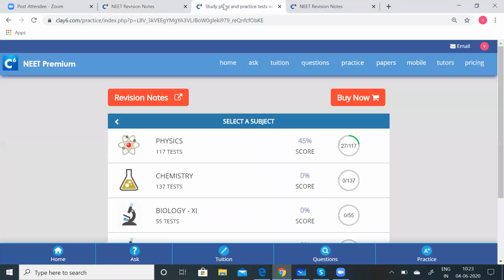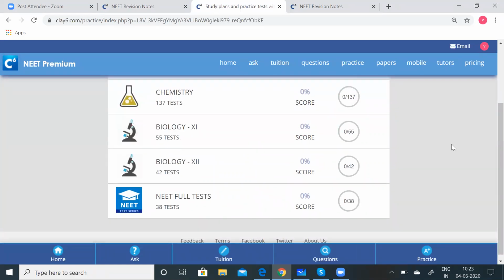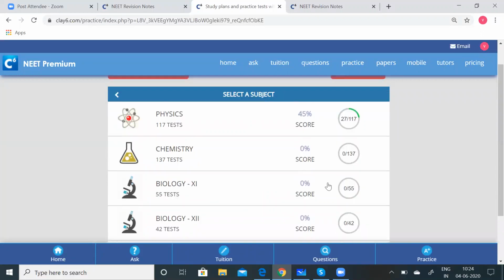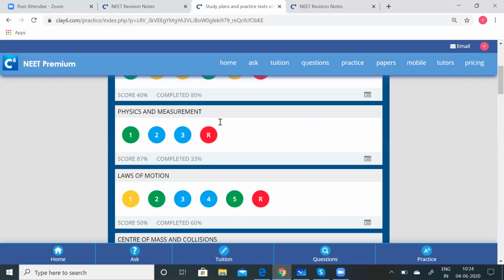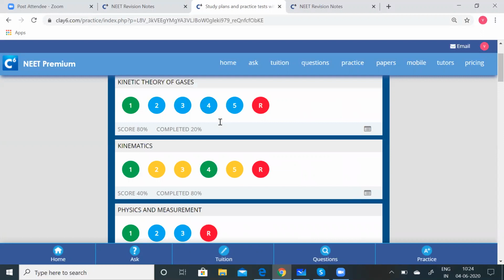Now let us quickly go to the test. Having learned the concepts and the formulae, let us see how to access the tests. We have the tests for physics, chemistry, and biology. Once you are thorough with all the concepts, we have chapter-wise questions for all the subjects. You can see there are chapter-wise questions covering from the first chapter to the last chapter.